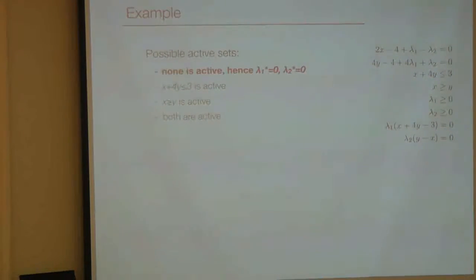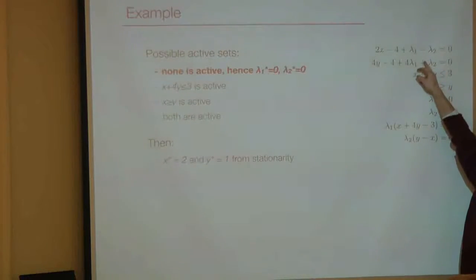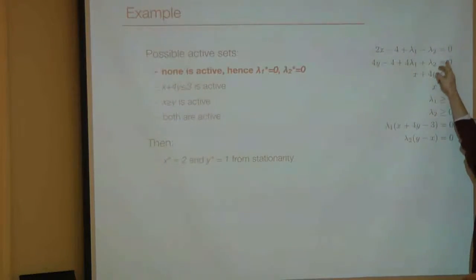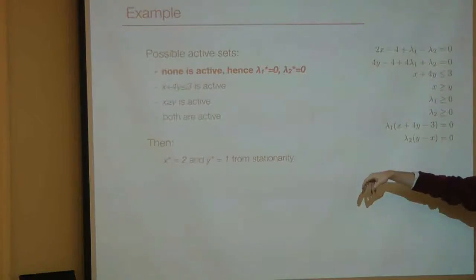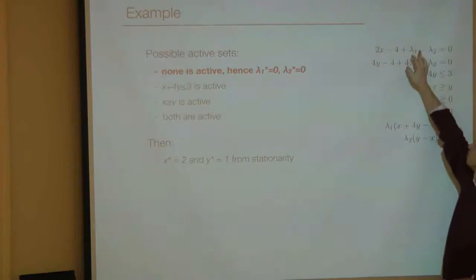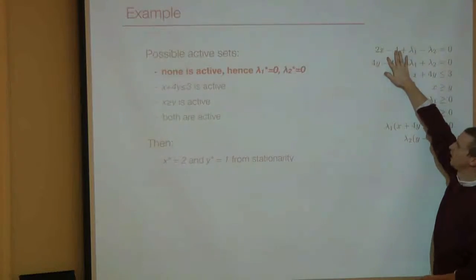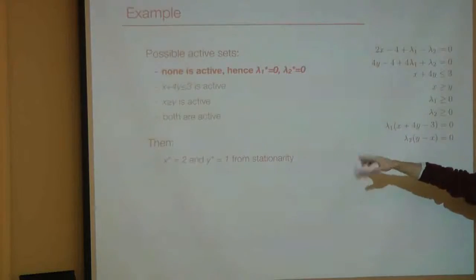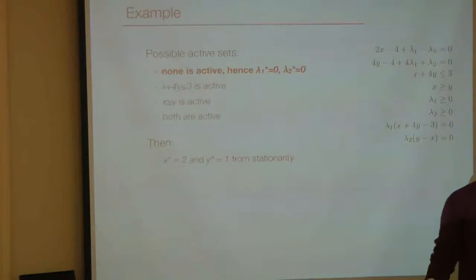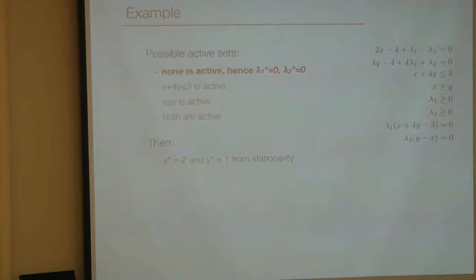Let's explore option number 1. If lambda 1 and lambda 2 are 0, then these two stationarity conditions are just two equations in two unknowns. Actually, they are not even coupled. We can see that if this goes away, then x is trivially 2, and y is equal to 1. Right? Is this the optimal? Well, we don't know.